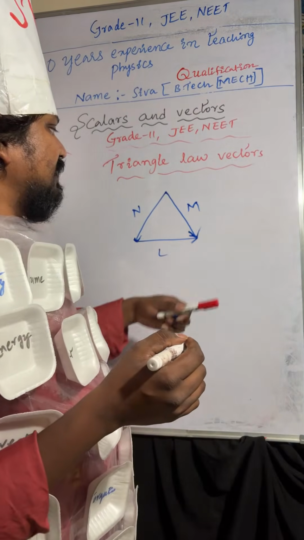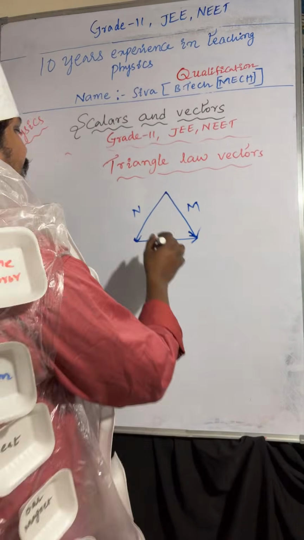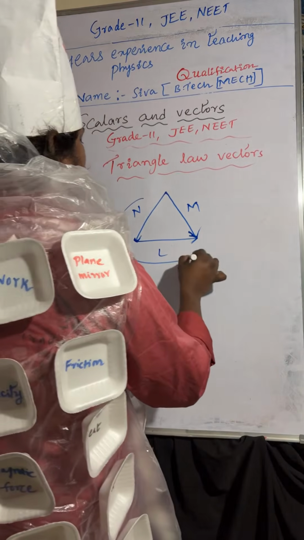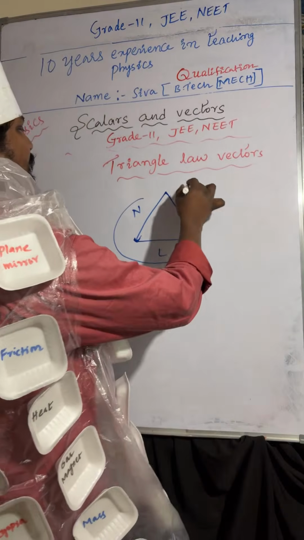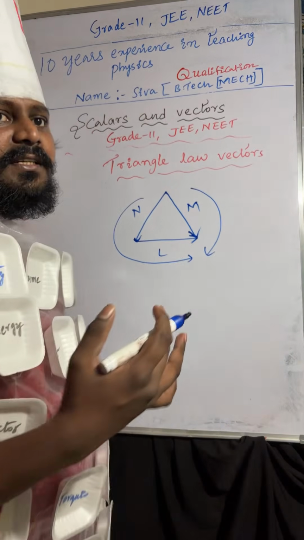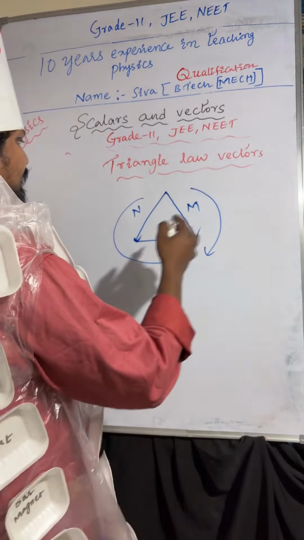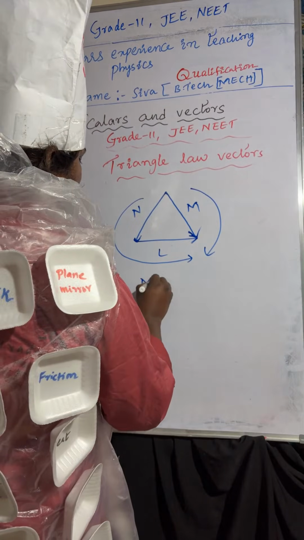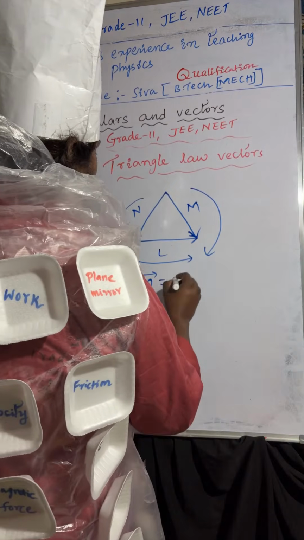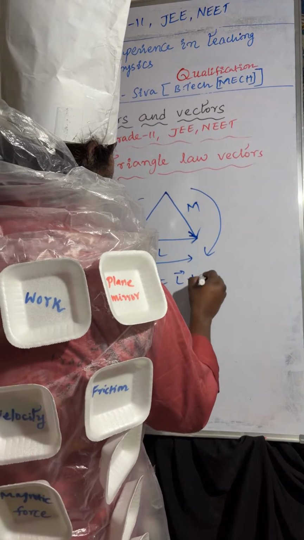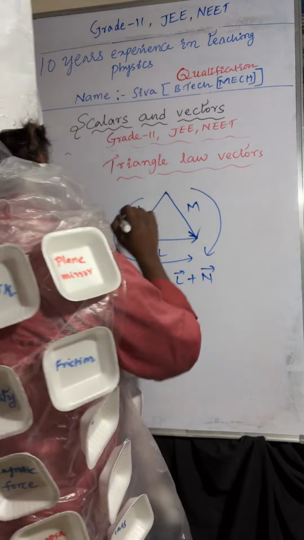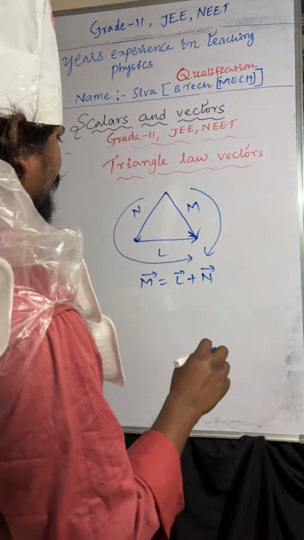M bar is the resultant vector, because N bar is moving like this, L bar also moving like this, but the resultant M bar is acting opposite. That's why we take the resultant: M bar equal to L bar plus N bar. This is the resultant. And one more vector.